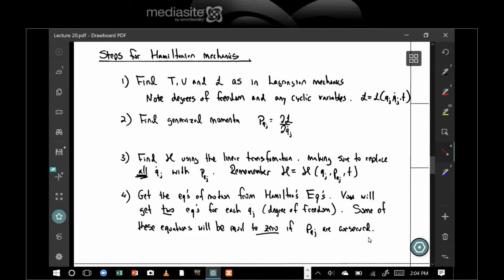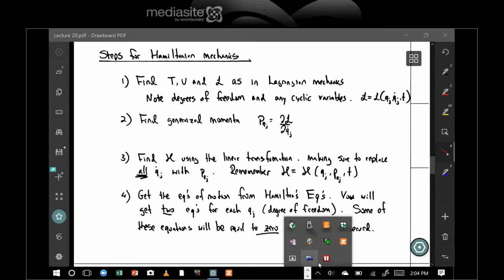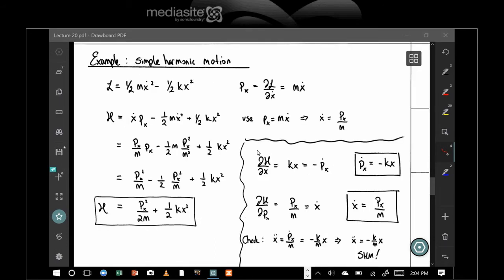So let's look at an example. I'm going to do a simple example, not even a simple pendulum, but simple harmonic motion. And then I'm going to do a more complicated problem in another video. Here I do simple harmonic motion using Hamiltonian mechanics.